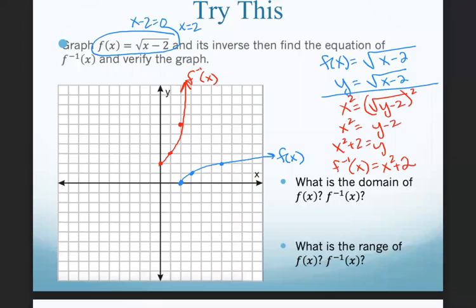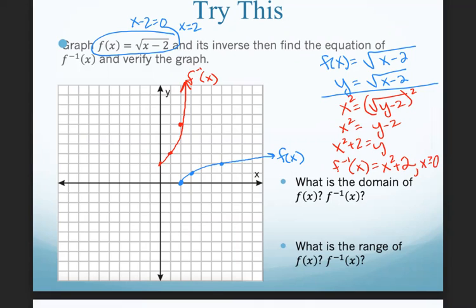Okay, so I started by graphing f of x, reflected those points to get f inverse of x, and then I solved the equation. Now, when I solved the equation, I got x squared plus 2, but shouldn't that graph also have kind of a left-hand side here? Well, what happened is we aren't reflecting an entire parabola. We're reflecting a square root function. So we don't have the left side here. The way we indicate that when we write our function is we say that this is only true for x greater than or equal to 0.